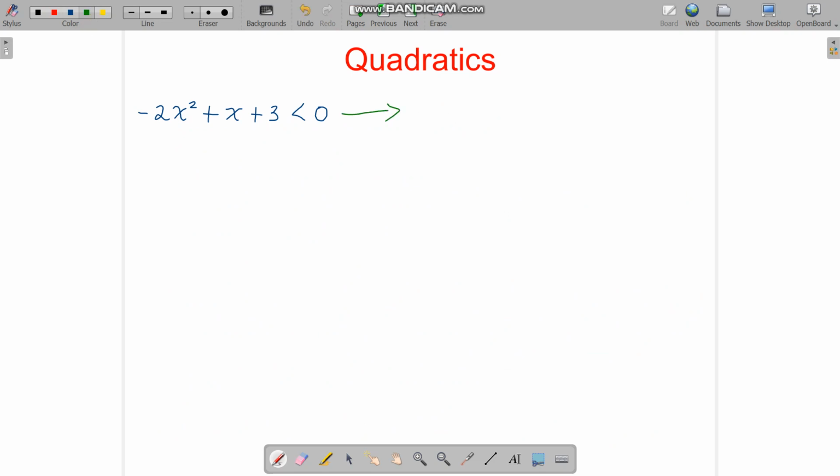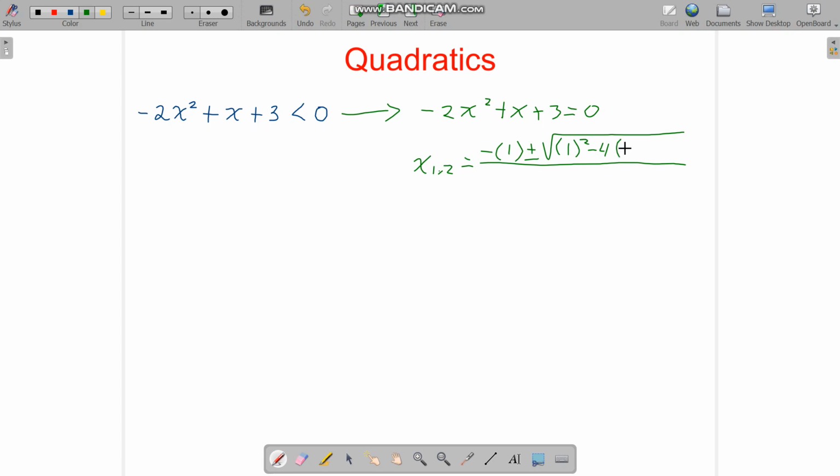The first step is to treat this as an equation, and let's solve this using the quadratic formula. So we have minus b plus minus the square root of b squared minus 4 times a times c, all over 2a.